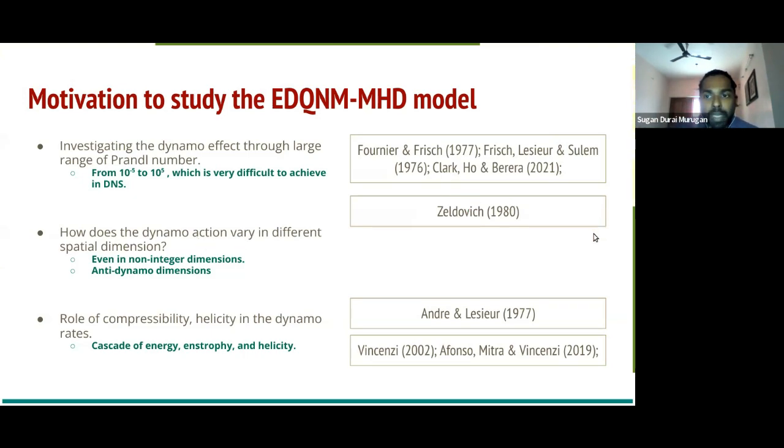But apart from that, my idea is to ask how the dynamo action in this model changes as we change the dimension. In this model, dimension merely acts like a real parameter; it need not be an integer. Famous anti-dynamo theorems state that in certain dimensions and with certain symmetry, a dynamo is not possible, and we ask the same questions in our model in these same dimensions. Does the dynamo exist or not? Also, one can extend this to include effects of helicity and compressibility on the rates of dynamo in this problem.